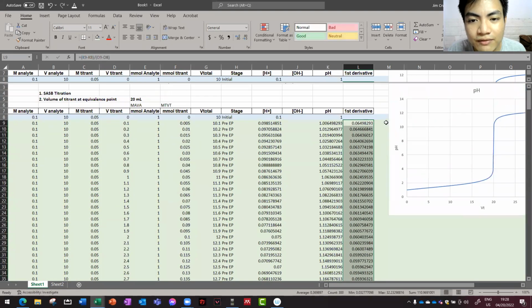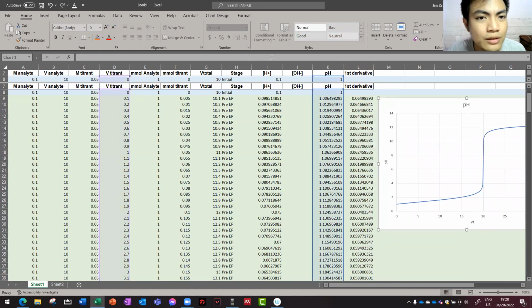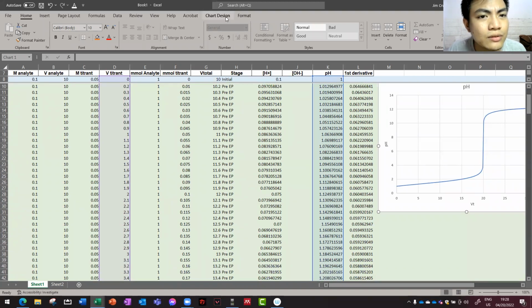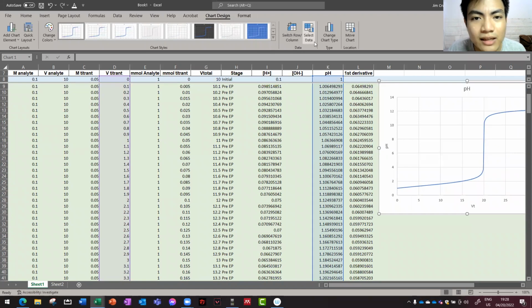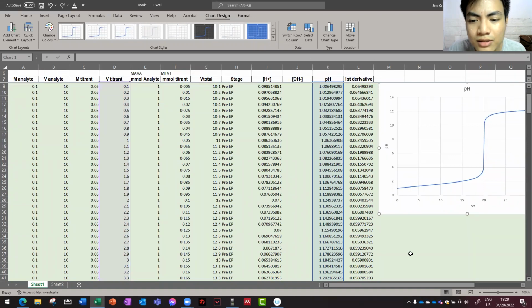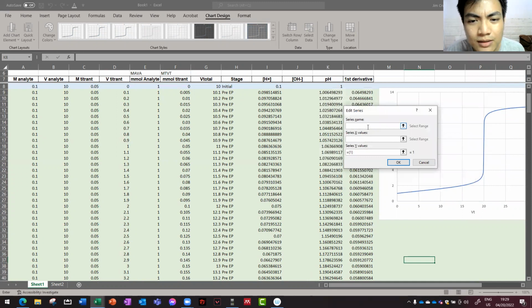And then if you want to graph it, all you have to do is go here and just select your chart again, and then go to chart design, okay, and then select data again, just like earlier. Again, just click your chart again and chart design, then select data. So when you select your data, you will add another entry. So let's add another one. And this time, the series name will be the first derivative.